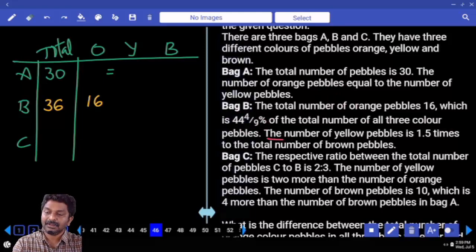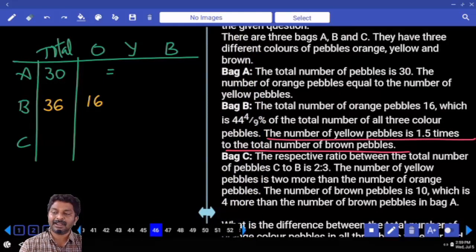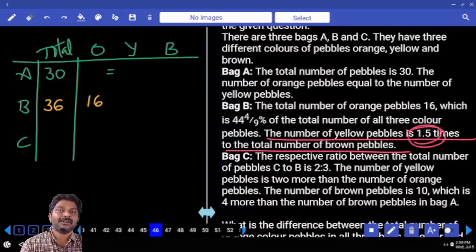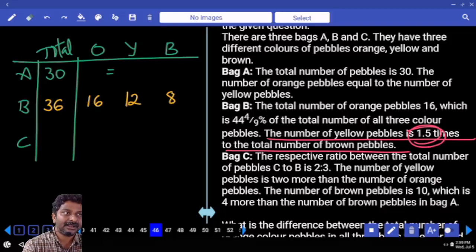Next, number of yellow pebbles is 1.5 times that of brown pebbles. 1.5 times, 3 by 2. Brown are 2 parts, yellow are 3 parts. Out of 36, already we have 16. Remaining 20 must be divided in the ratio 3:2. How much is that? 12 and 8. 12 here, 8 here. Clear?